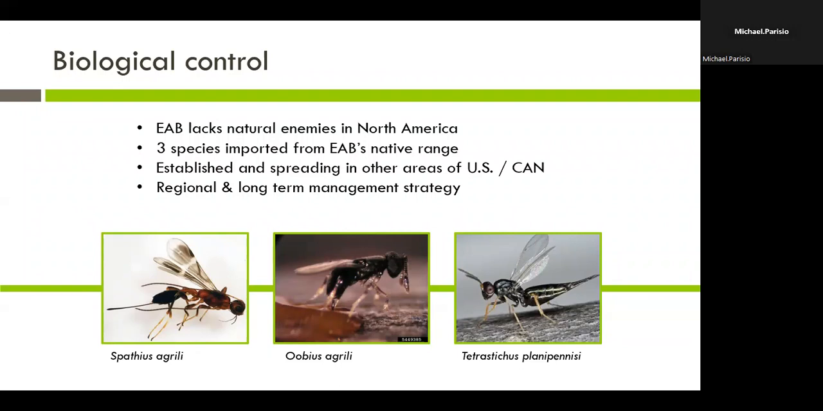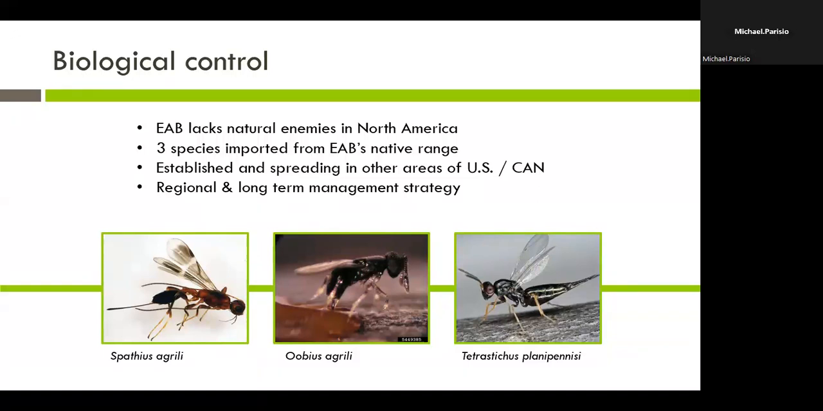Researchers went over to the native range of the ash borer and tried to figure out what natural enemies were attacking it over there. There was a whole host of mostly parasitic wasps that were discovered. These wasps were then subjected to host specificity studies, so brought back to a quarantine lab in North America where they were exposed to a lot of our native wood-boring insects to make sure that they only attacked emerald ash borer.